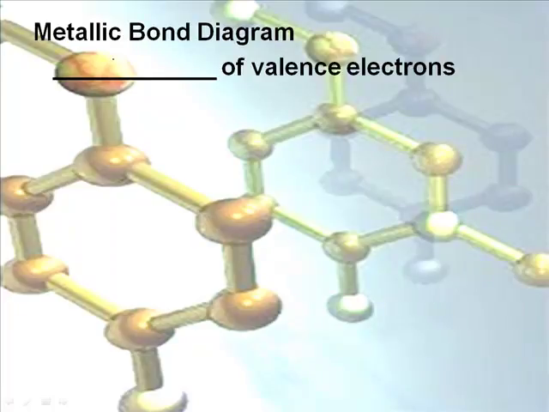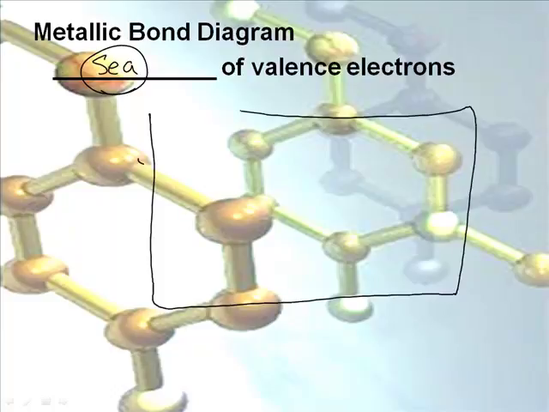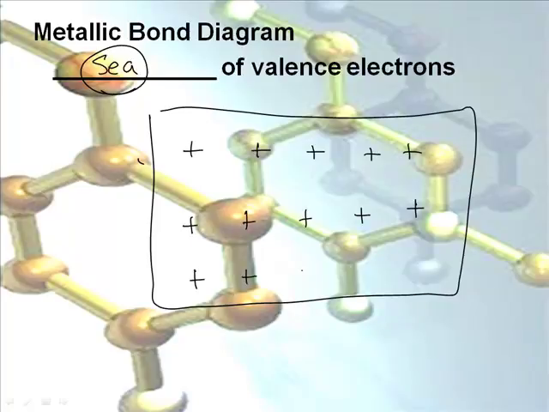And lastly, we can have a metallic bond. And a metallic bond is where we have a sea of valence electrons. Not the letter C, but S-E-A, like the ocean. And basically what you've got here, pictorially, is a piece of metal. And the piece of metal has, in the center of each atom, a nucleus. A positive nucleus.